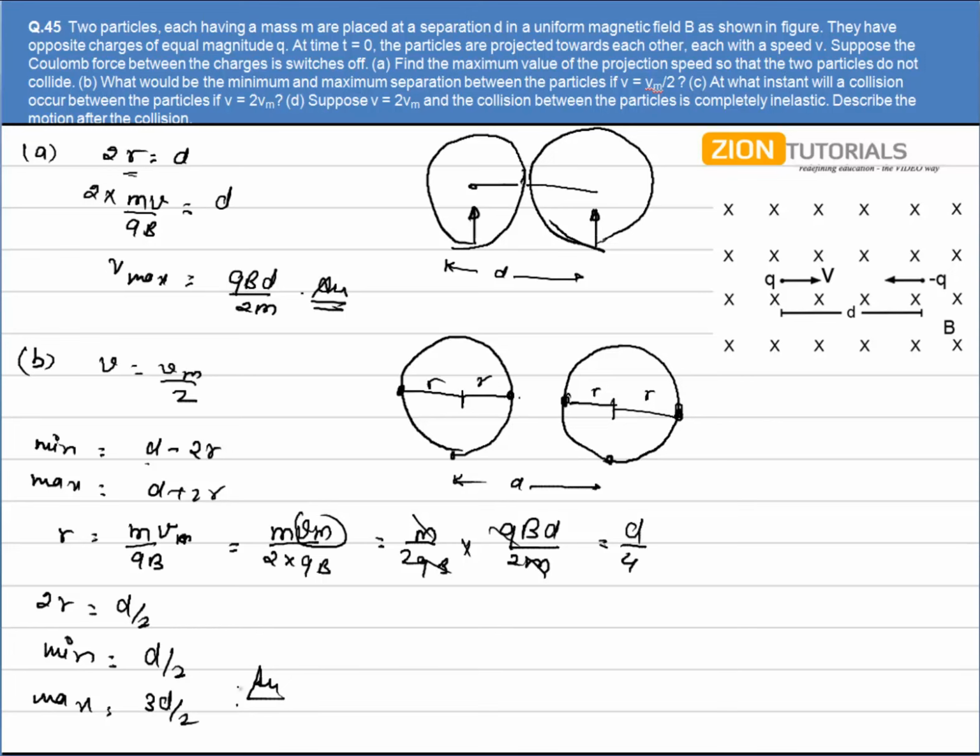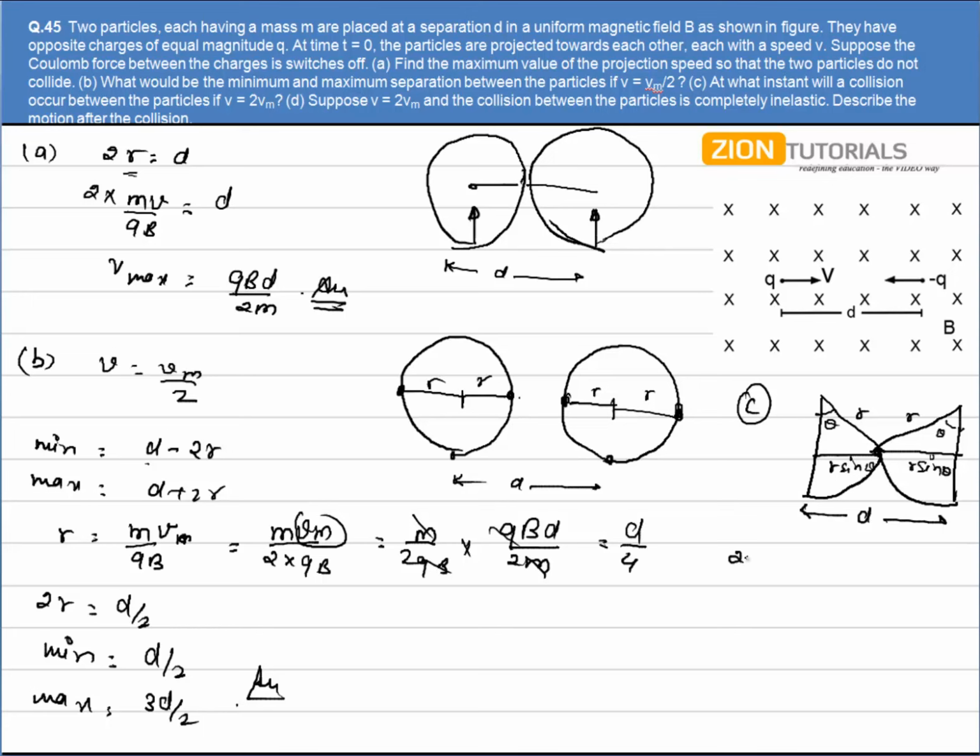In the C part, at what instant will a collision occur if the particles have a velocity v equal to 2 v_m? Now let us say this is my C part. Both the particles are projected like this, and they collide at this very point. This is my figure. This distance is my d, and this is my r, this is my r. Let us say this is theta, this is also theta.